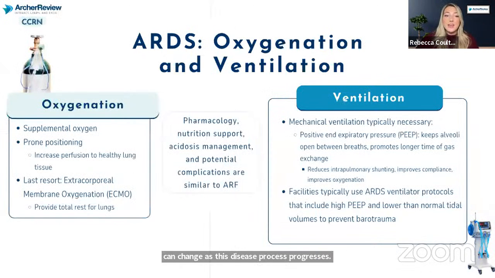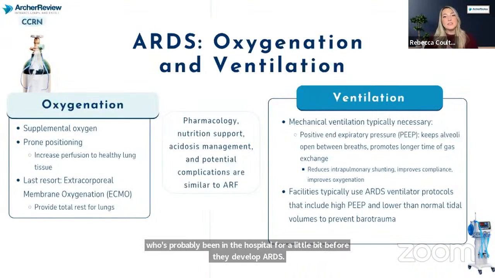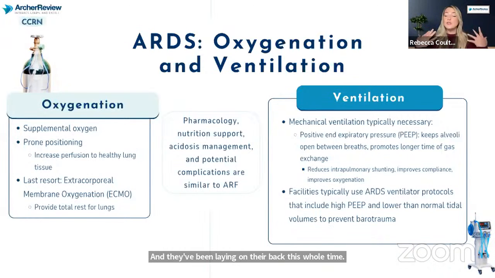Oxygenation and ventilation, again, we can provide supplemental oxygen. It's probably not going to work. We're going to need positive pressure ventilation. We can also use positioning to help these patients. Prone positioning is very, very common. We want to increase perfusion to healthy lung tissue. It's the same principle as good lung down. We have this patient who's probably been in the hospital for a little bit before they develop ARDS, and they've been laying on their back this whole time. That means all that pulmonary edema is resting just due to gravity in the posterior portions of their lungs.